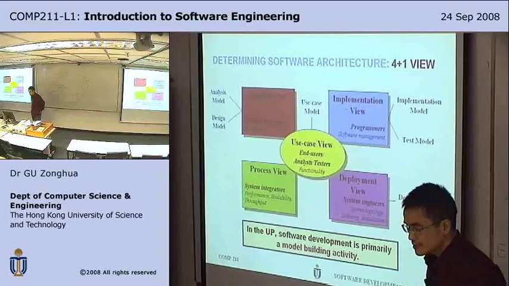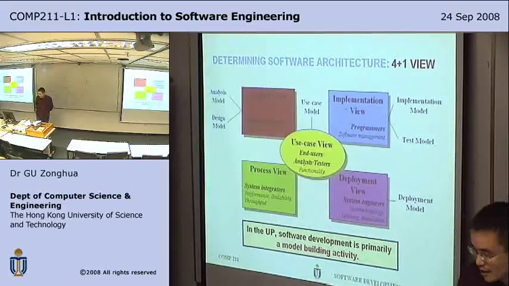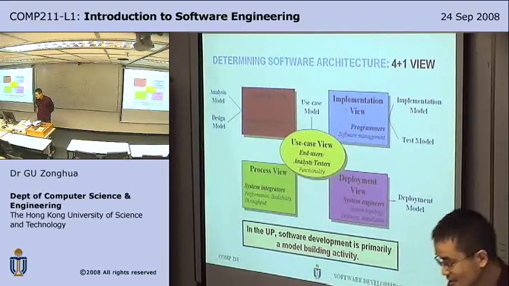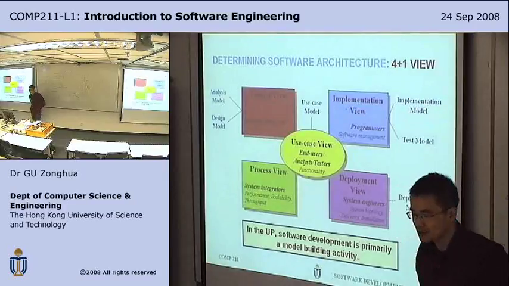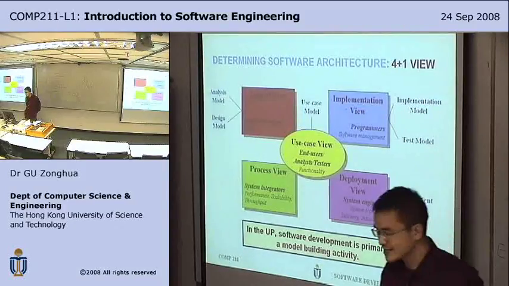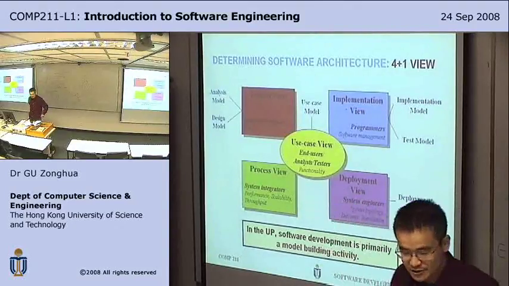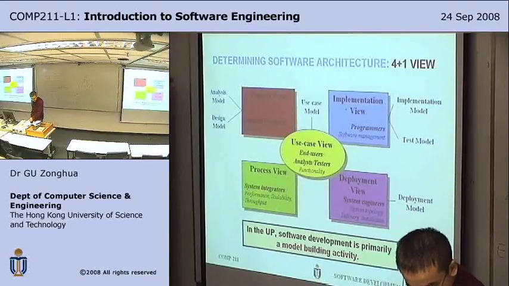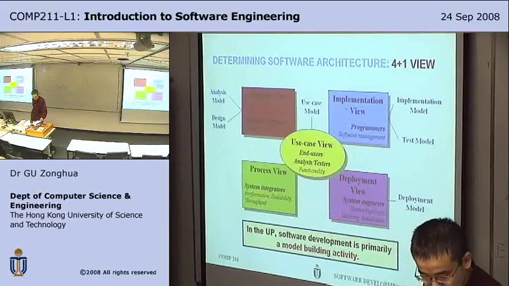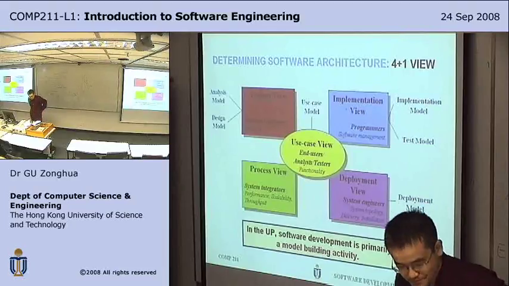In the UP, software development is primarily a model building activity. So from the use case model to the analysis and design models, to the implementation and test models, and finally to the deployment model. So each view is associated with one or two different types of models.